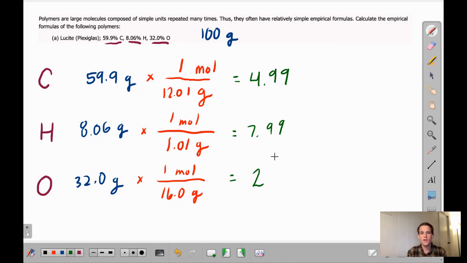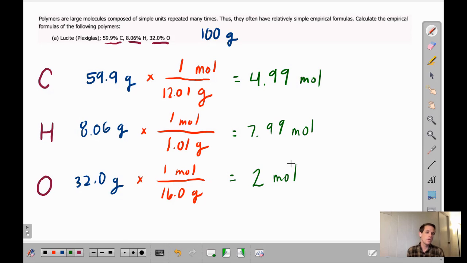So typically at this point, if we didn't have whole numbers, we would want to divide all of them by the lowest number of moles that we got, which was 2 moles. All right, and there we have it, our answers. For carbon, we have approximately 4.99 moles. For hydrogen, we have 7.99 moles. And oxygen, we have 2 moles.